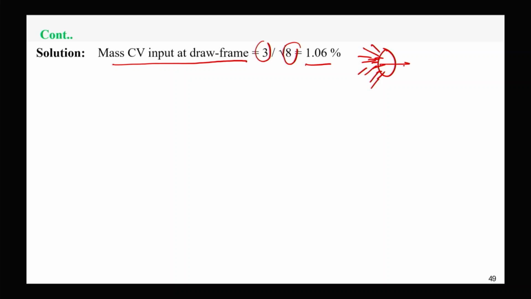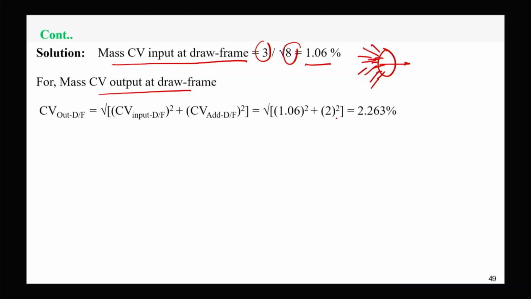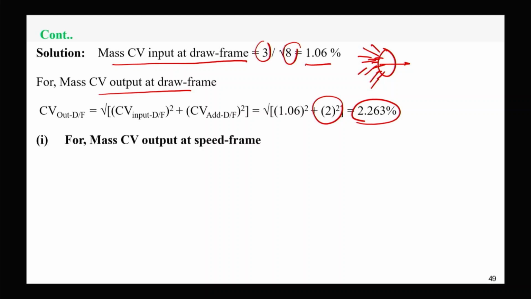Input 8 sliver, and then the mass CV of output of the draw frame. So if we know the addition, addition is given 2%. If we know the addition, then we can calculate the mass CV of the draw frame sliver, and then mass CV at the output of speed frame, that means roving frame. So mass CV added at the roving frame is 3%.